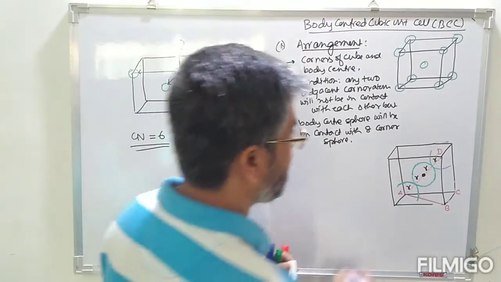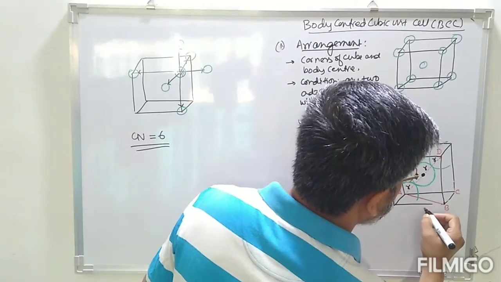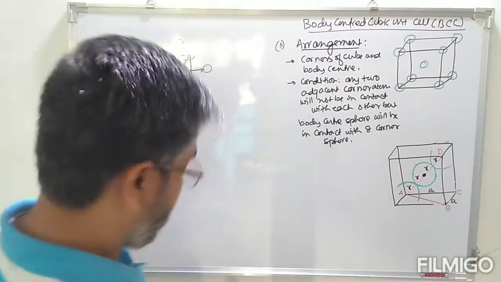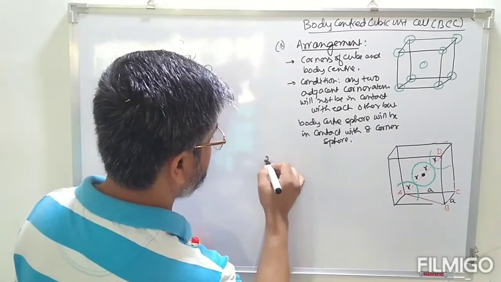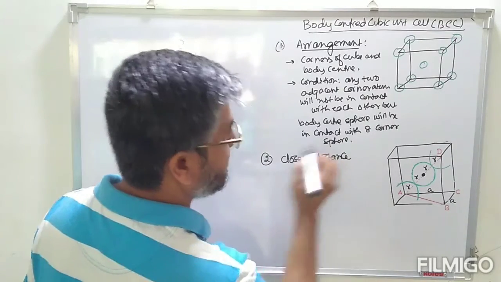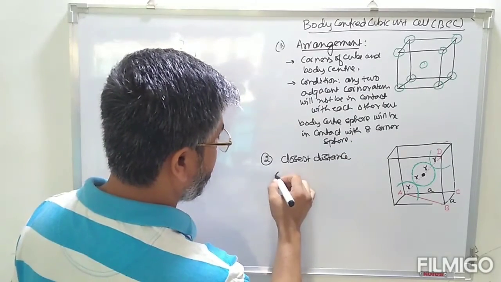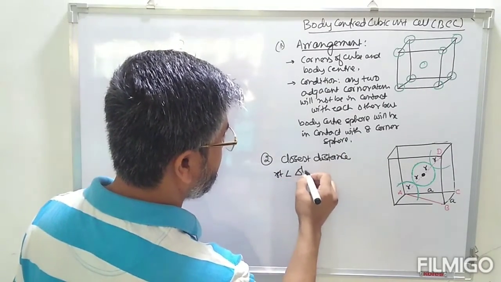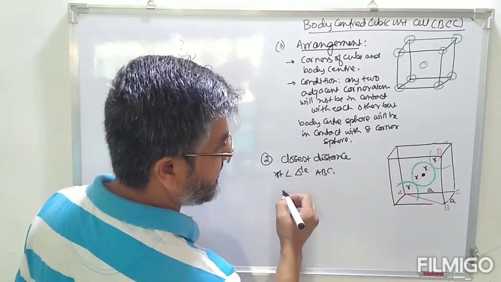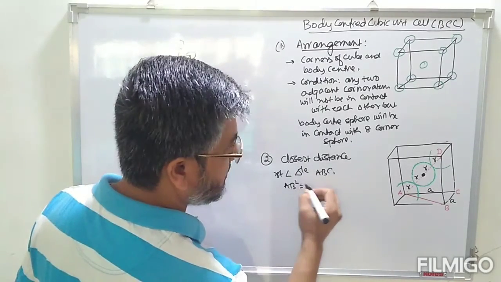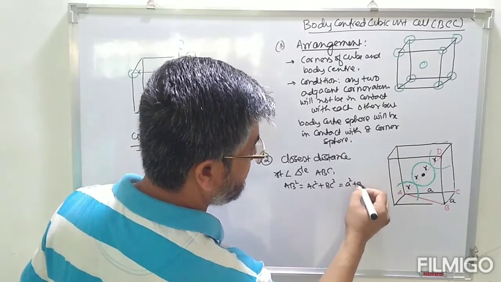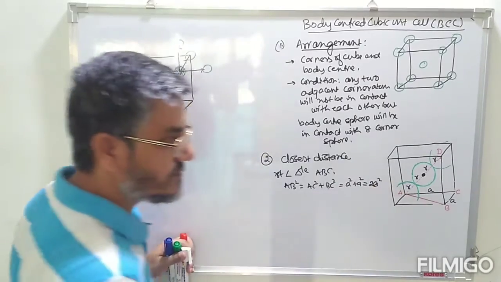Now we have to define the body diagonal. This is distance a, this is also distance a. Now let's define closest approach, the closest distance. Now we have a right angle triangle ABC. So using Pythagoras theorem, AB square is equal to AC square plus BC square. So this is a square plus a square, or 2a square.